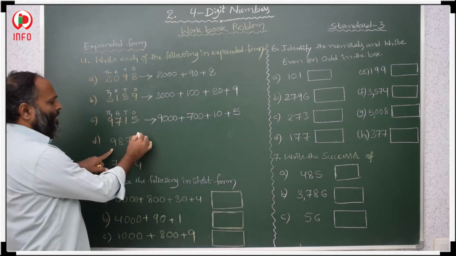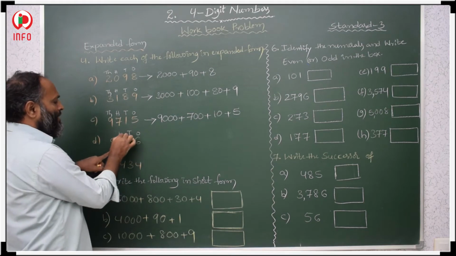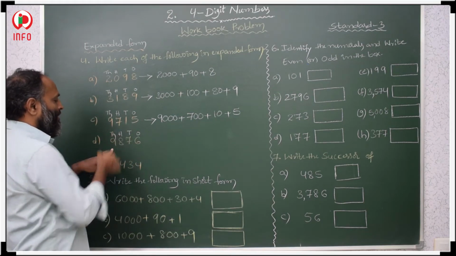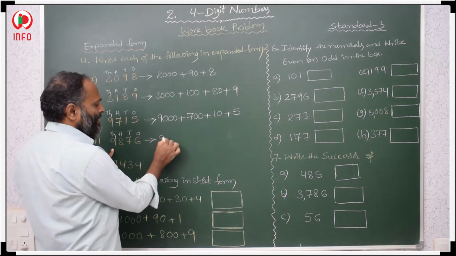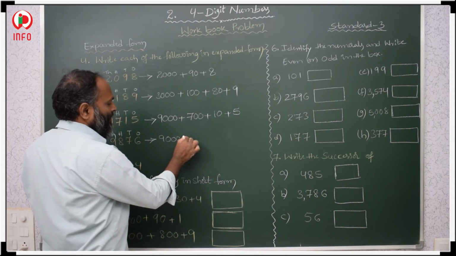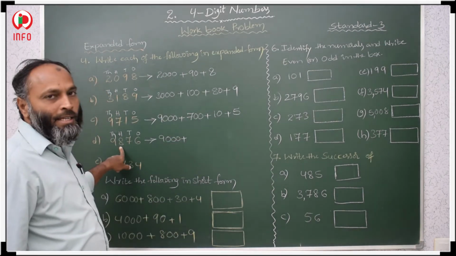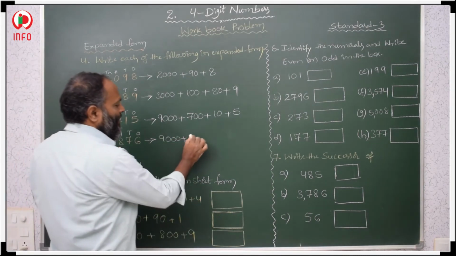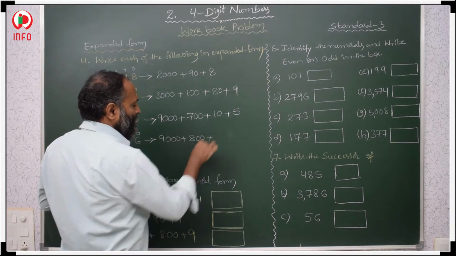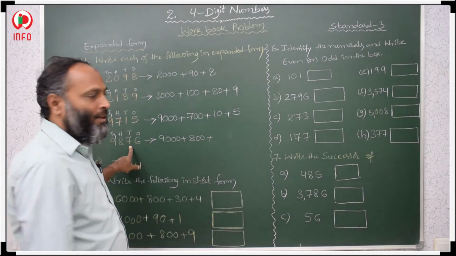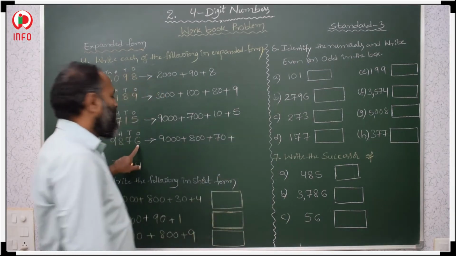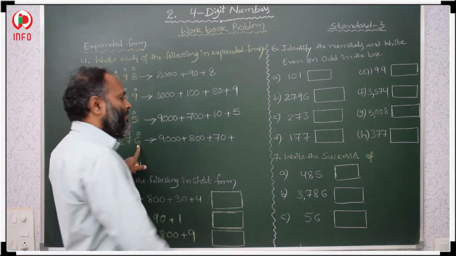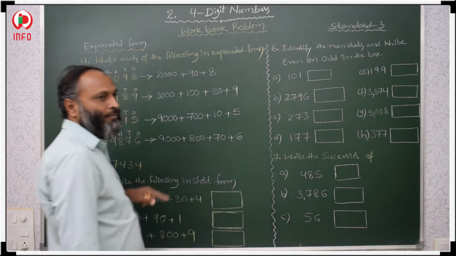Now this is ones place, tens place, hundreds place and thousands place. 9 is in thousands place, that is 9000, plus 8 is in hundreds place, 800, and after that plus 7 is in tens place, that is 7 tens are 70, plus 6 is in ones place, 6 ones are 6.